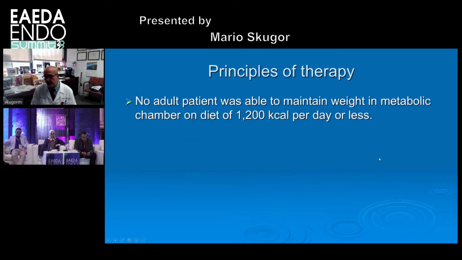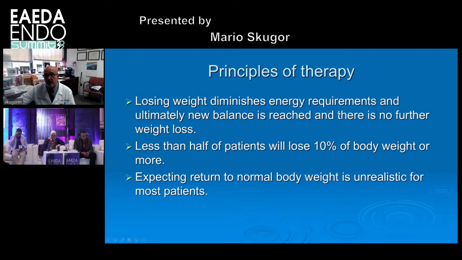Now, what are the principles of the therapy? Well, it's caloric restriction. That's what it is. Actually, in studies in metabolic chambers, no adult patient was able to maintain weight if he was eating less than 1,200 kilocalories per day. So really the key is calorie reduction. How are you going to achieve this? Well, there are several things that you can do.